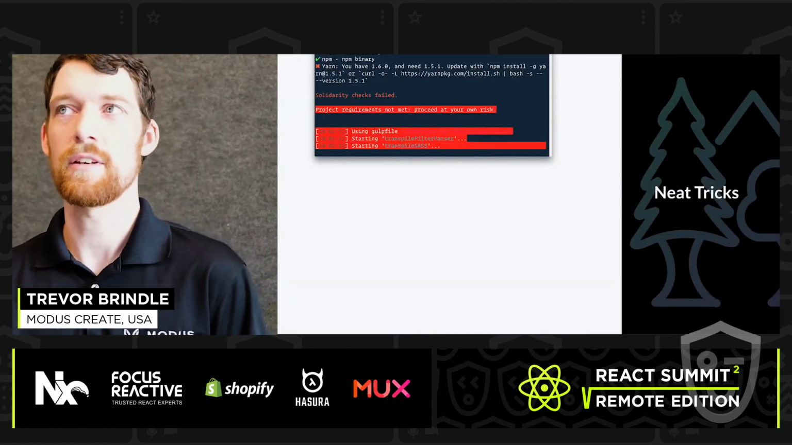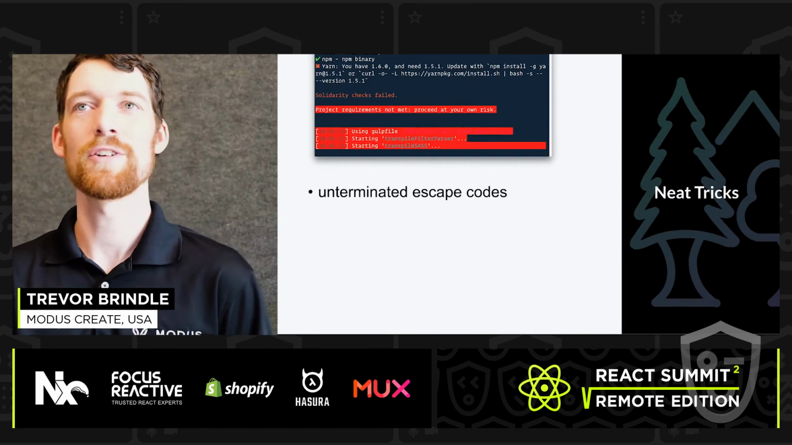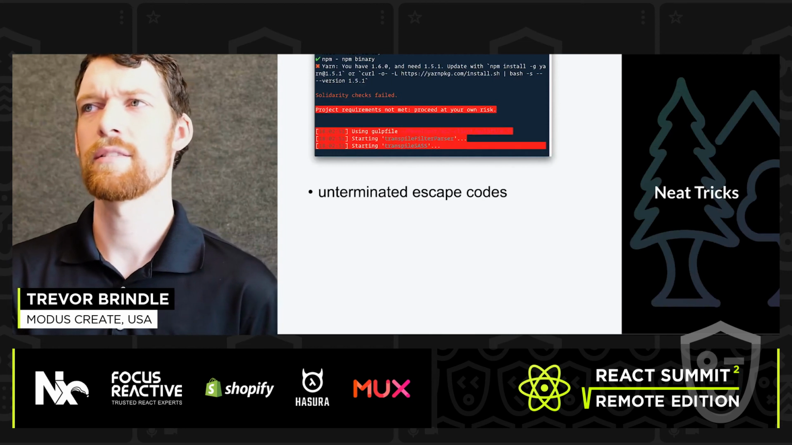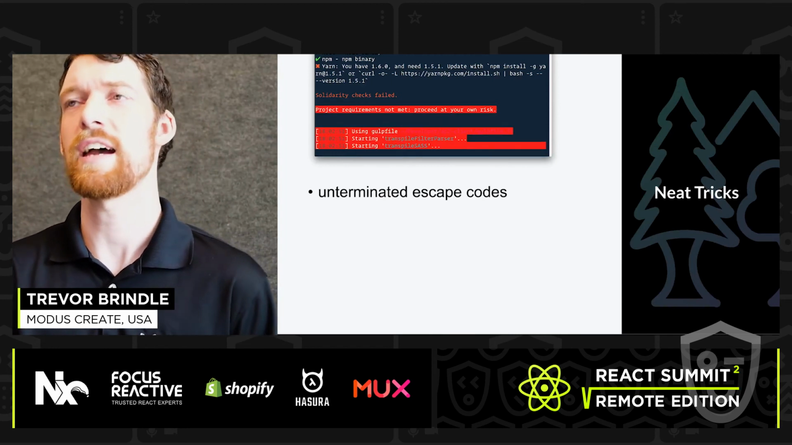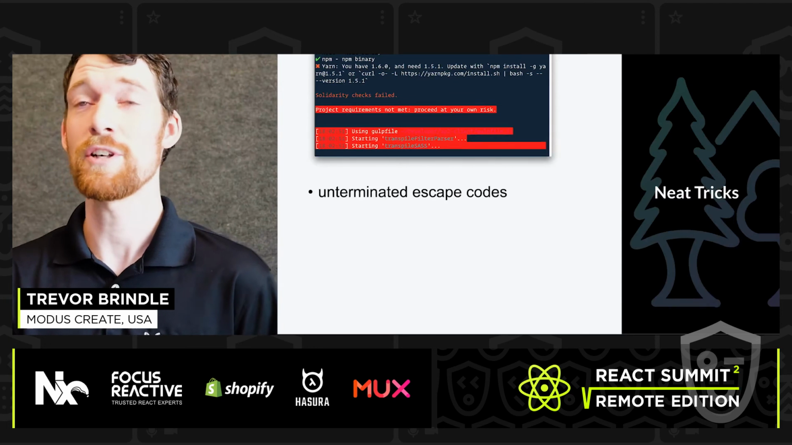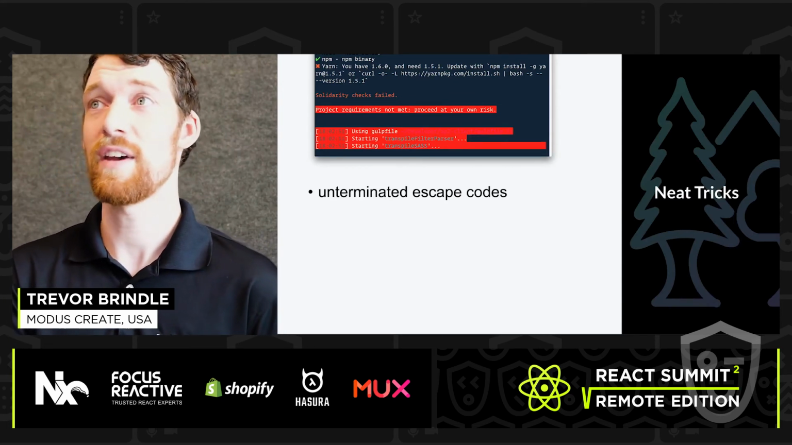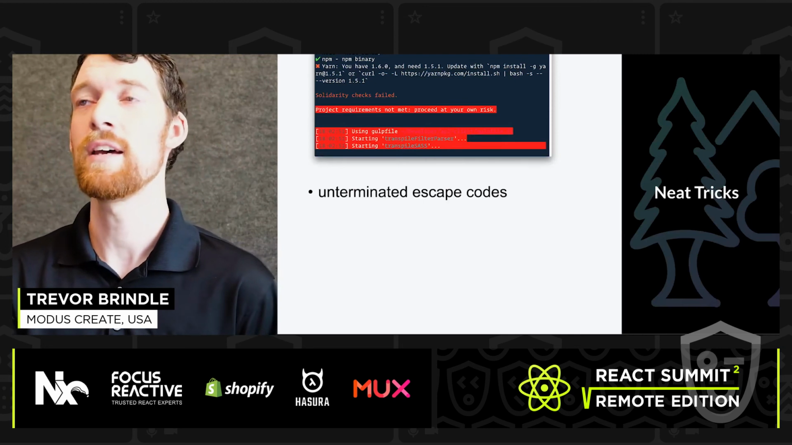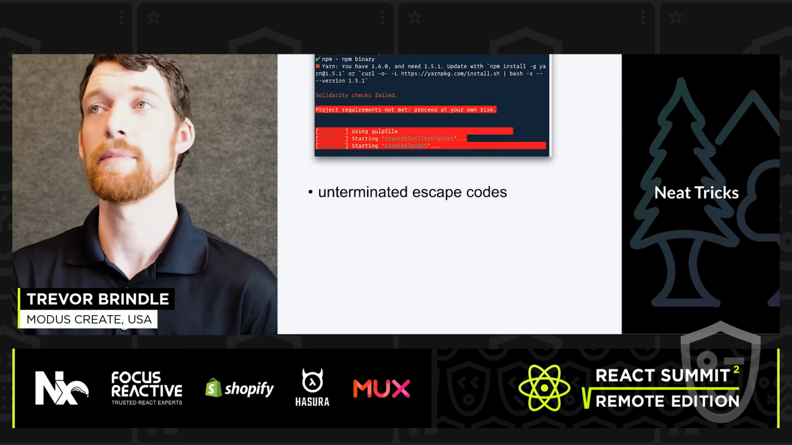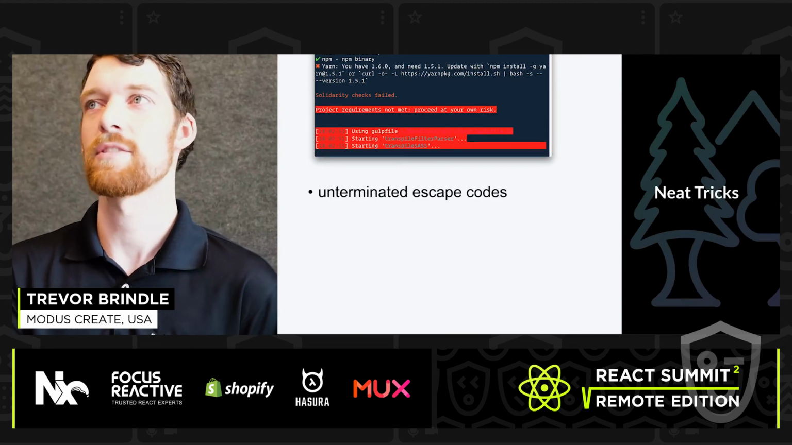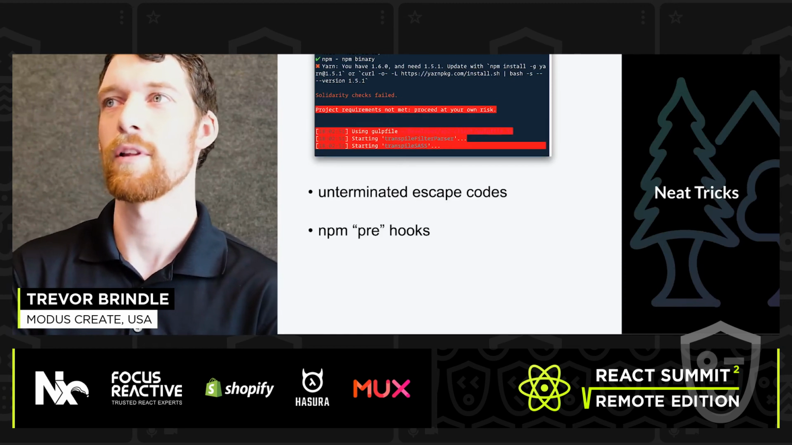Some neat tricks you can do. I call it paint it red mode. It's called unterminated escape code. So if you know anything about terminal, go look up terminal escape codes, and you can use that in your script. You don't terminate it, so on your npm pre-build hook, if it fails, you just paint the background red, but you still let the developer continue to build. So it's a nice way to give them that warning without actually ruining their flow.